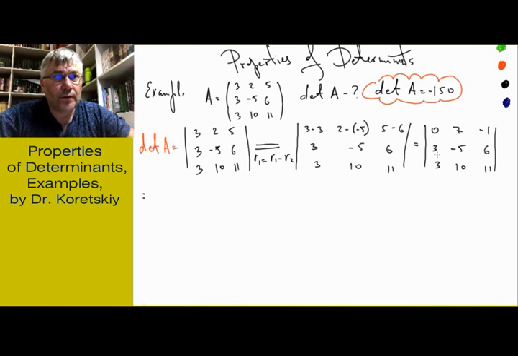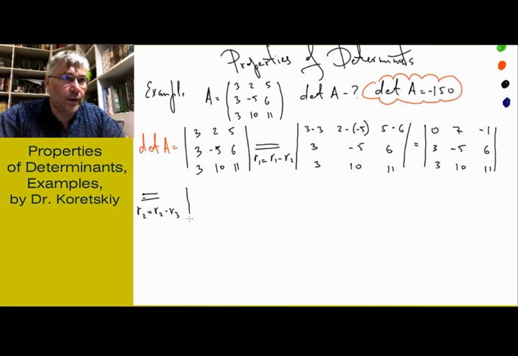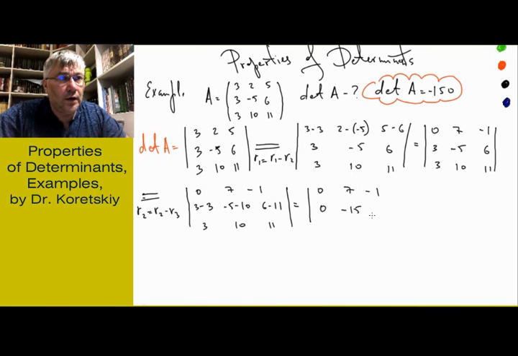Now look, here we have the same 3 in the second row and the third row. So we can use the same trick: we take row 3 from row 2, and we have here 7, minus 1, 3 minus 3, minus 5 minus 10, and 6 minus 11, and the last one, 3, 10, 11, is still the same as in the given matrix. So we have here 7, minus 1, then 0, minus 15, minus 5, and the last one is 3, 10, 11.